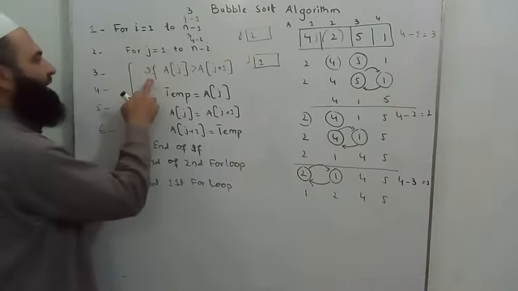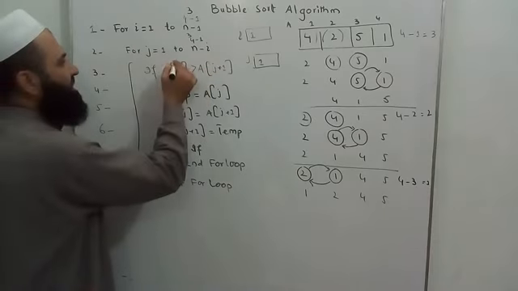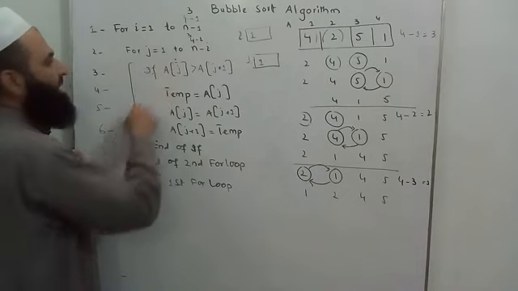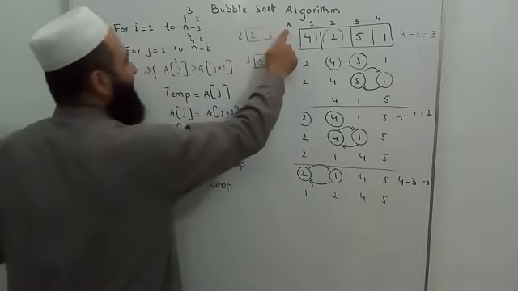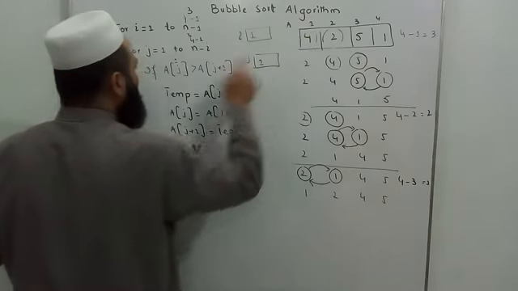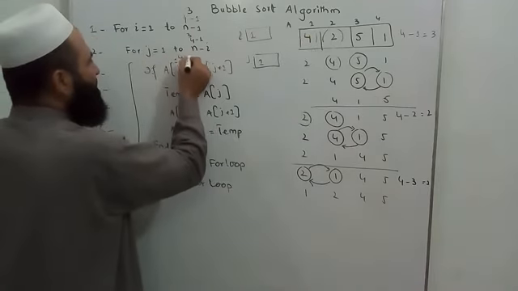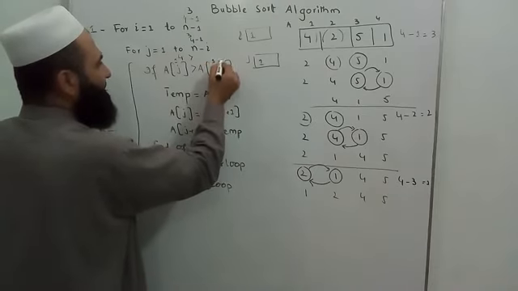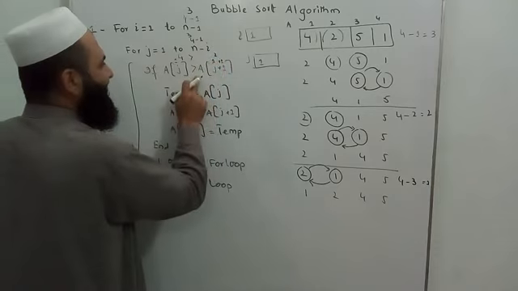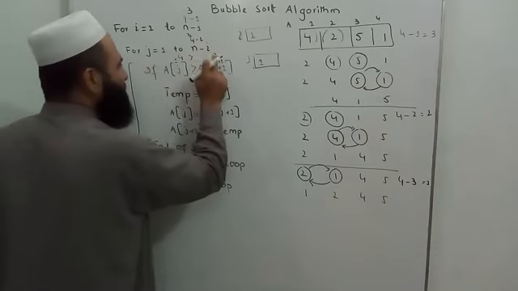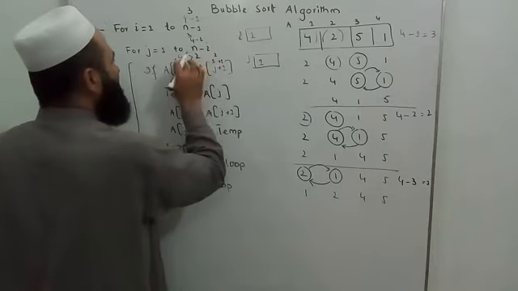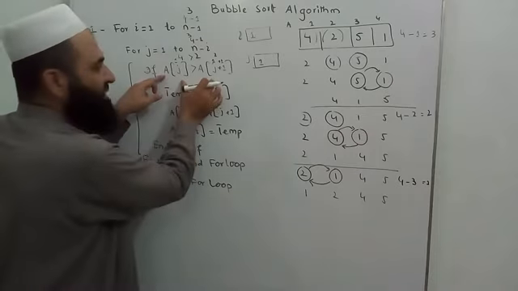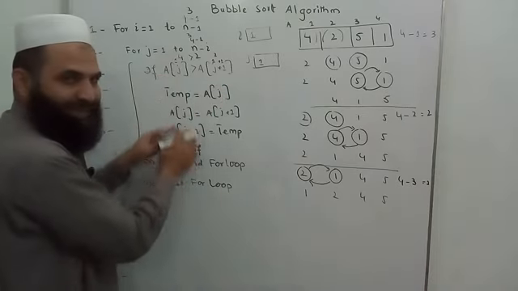Within the body we have an if statement. If A of j, the value of j is 1, A of 1, what is it? A of 1 means array A at the 1st location. In array A at the 1st location we have 4. So 4 is greater than A of j plus 1. The value of j is 1, 1 plus 1 makes 2. A of 2, in array A at the second location, index 2, we have 2. So 4 is greater than 2. Yes, of course. This if condition is true, so we will perform this statement.